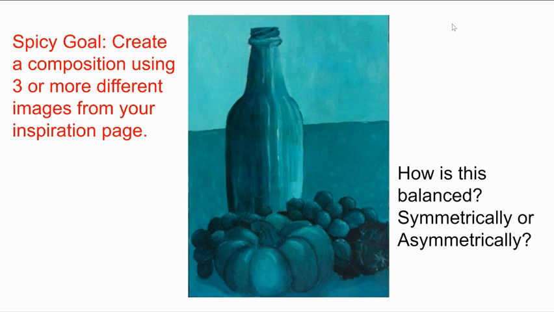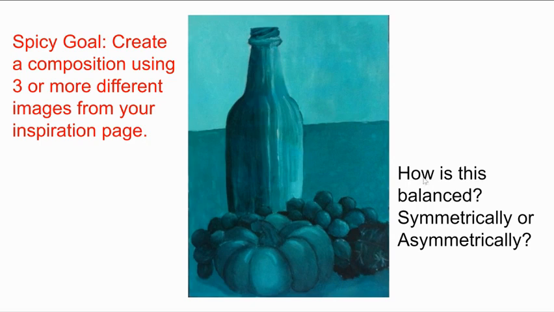So the spicy goal is to create a composition using 3 or more different images from your inspiration page. So this means 3 different images, right? Not repeating one of them. So here's an example that I pulled off the internet. There's this bottle, there's a pumpkin here, and there's some grapes. Those 3 different images.